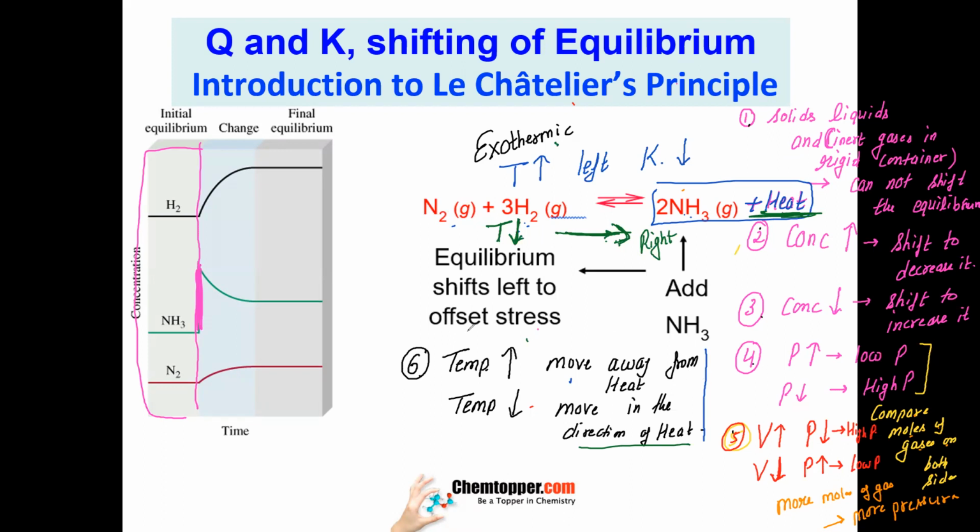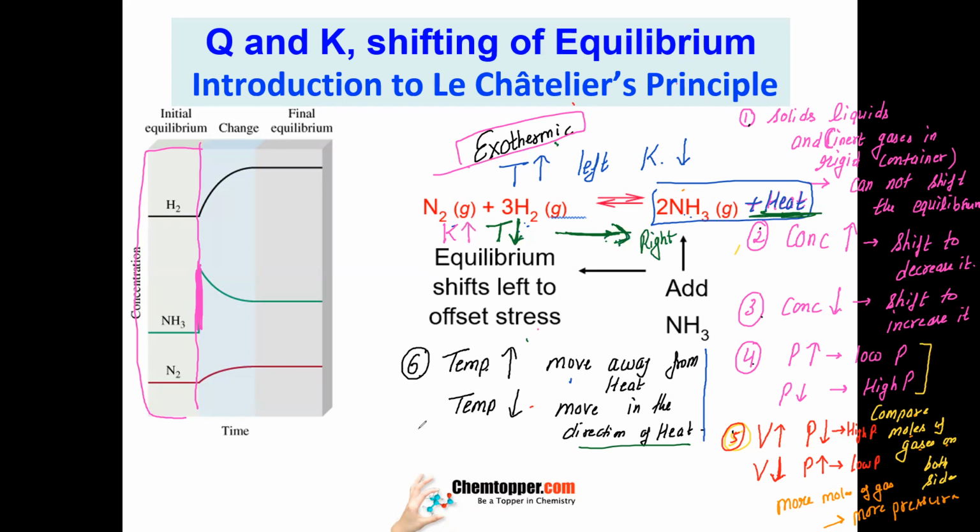So what happens to K value when you decrease the temperature in exothermic reactions? What happens to K value? Arya, what will happen to K value? Your system is shifting in the direction of the products. K is the concentration of the products over the concentration of the reactants. K will increase. Yes, K will increase. These are the questions, children, very important.